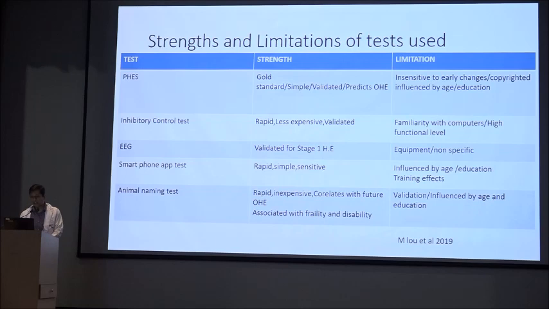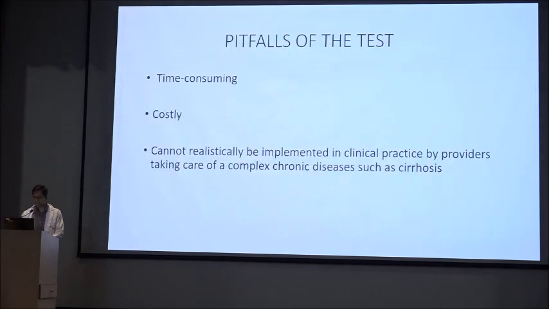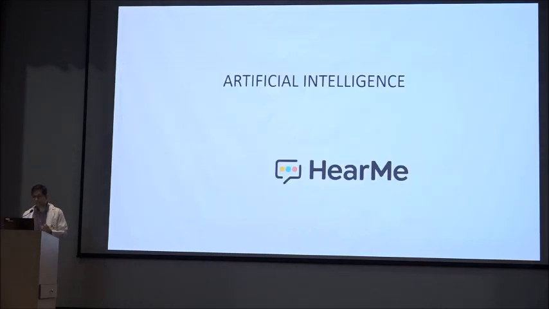And the smartphone application, as I've already said, has certain issues, including the age, education, the training of using the app, which may take some more time. So there are a lot of limitations that are involved with these tests, and possibly there is a need to develop more tests or a different way of diagnosing patients with minimal hepatic encephalopathy. So the only other thing that can come to our mind is artificial intelligence.